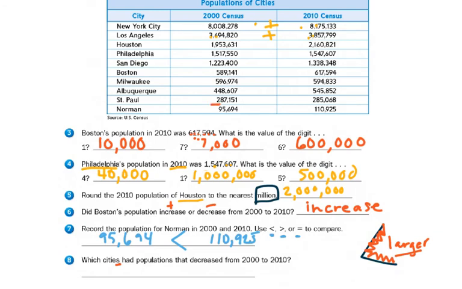If I look at St. Paul, it went from 287,000 to 285,000. That was a decrease. So I can go ahead and write St. Paul. And the one other one that went down or decreased was Milwaukee. Milwaukee went from 596,000 to 594,000. So Milwaukee was the other city that decreased in population.